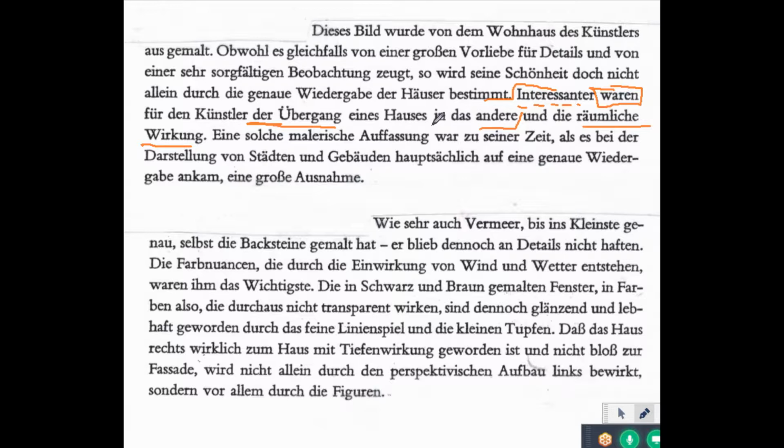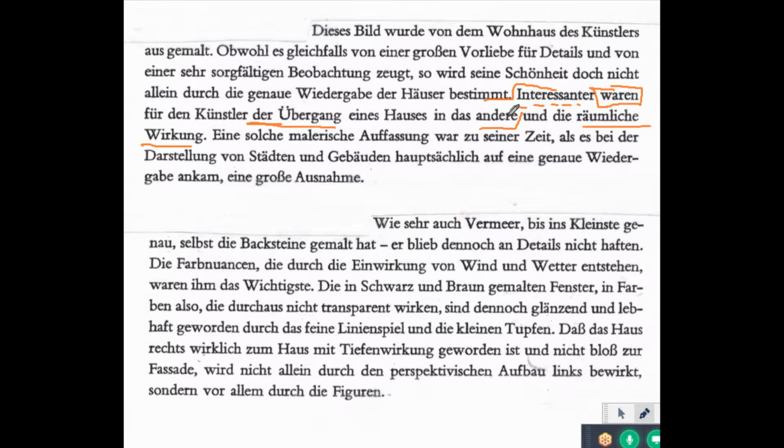What case is this? In das andere. Dative or accusative? It'll need to be accusative to make sense. Good. So accusative always indicates destination or direction towards something, whereas dative often connotes location where something is. So this definitely means it is accusative. So more interesting is the transition from one house into the other.